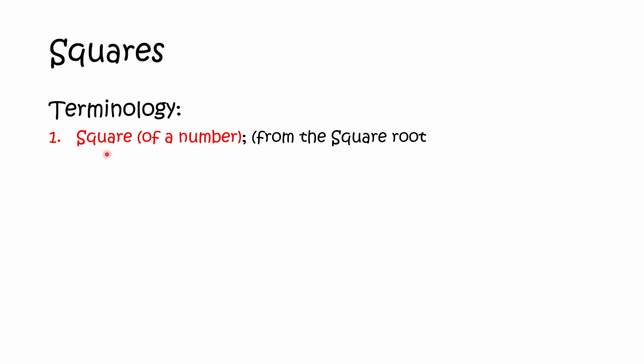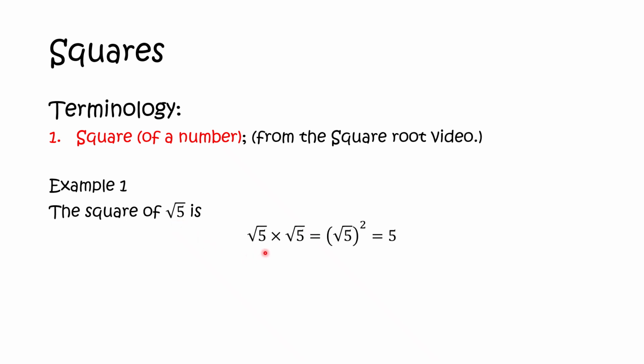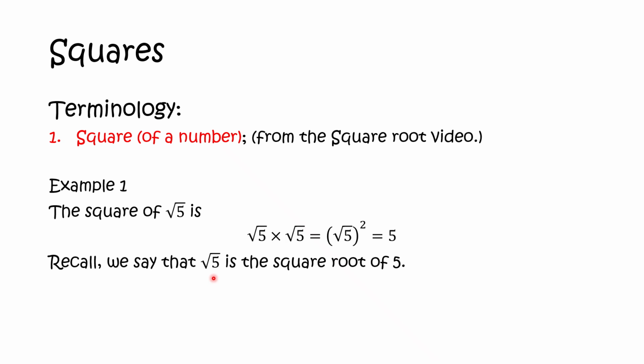1. The square. Now, recall from the square root video that we posted, I encourage you to go over it, for it has a lot of insight. We will dive into a quick example. Example 1. The square of root 5 is given to be root 5 times root 5, that is to say, root 5 squared. That would give us a 5. And recall, we say that root 5 is the square root of 5.